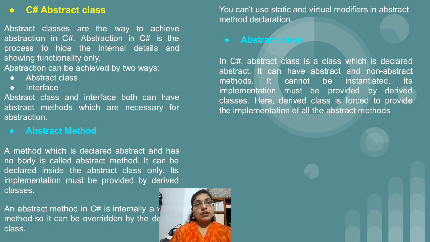What do you mean by abstraction? Abstraction means whatever is necessary, that only we will show to the user, and the actual logical part we will simply hide from the user. For this you can take the example of an ATM machine. As a user, what is important is that when the user swipes the card, after swiping the card, he or she should get money.